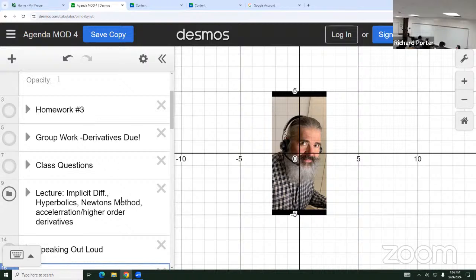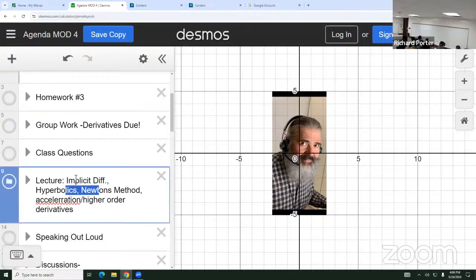All right, so I want to talk to you today about, I'm going to do my class questions in a little bit, but the topics we have to cover this week are something called implicit differentiation. So this is an application of derivatives. It's not really an application of derivatives. So we've been taking derivatives of functions, right? And a function, when you say f of x equals, that's called explicit. When I say f of x equals x squared, that's explicit. Implicit is when the function's implied, but it's not given to you exactly.